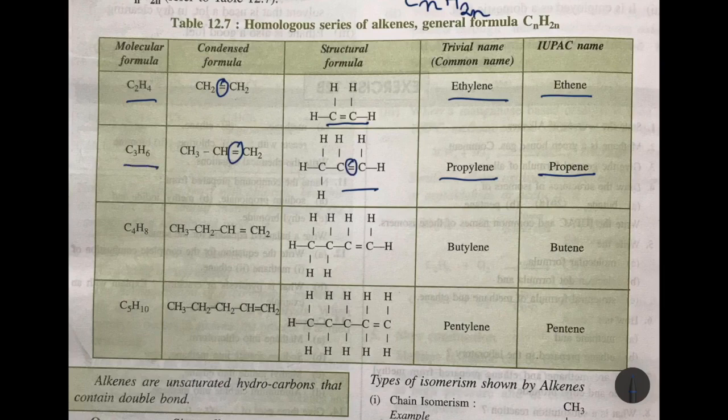C3H6. Next is butene, also known as butylene. So two carbon atoms having a double bond, C4H8 is the molecular formula. Pentylene or pentene has a double bond here, and C5H10 is the molecular formula. So you have the condensed formula, and this is the structural formula.